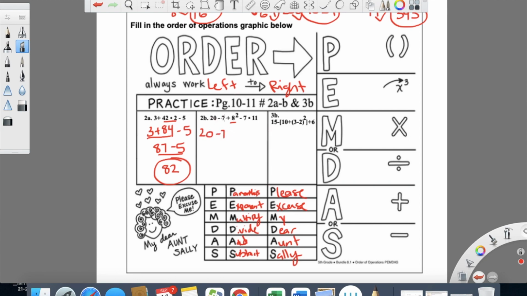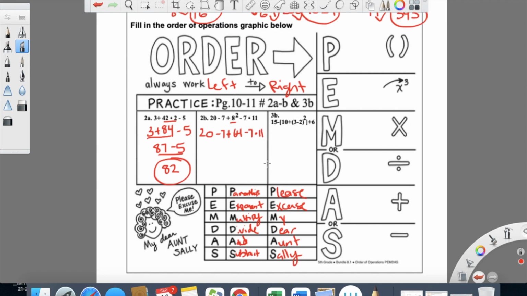20 minus 7 plus, now instead of 8 squared, I'm going to write 64 because that is what 8 squared is. Remember, it's not 8 times 2, just like we practiced up here. It's 8 times itself 2 times. So 8 times 8 is 64. Minus 7 times 11.